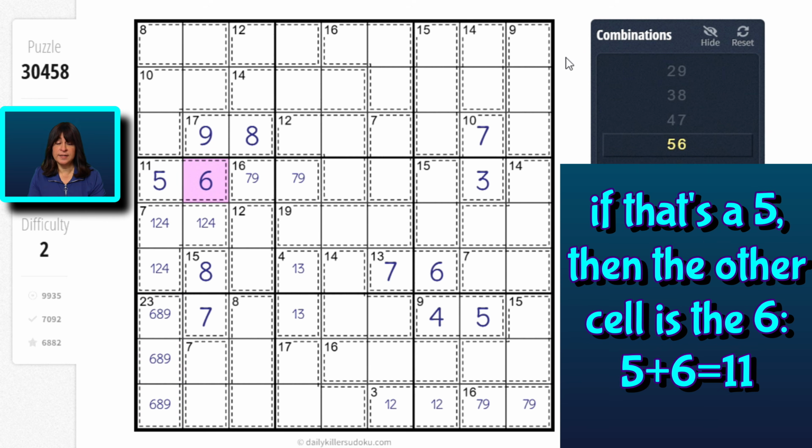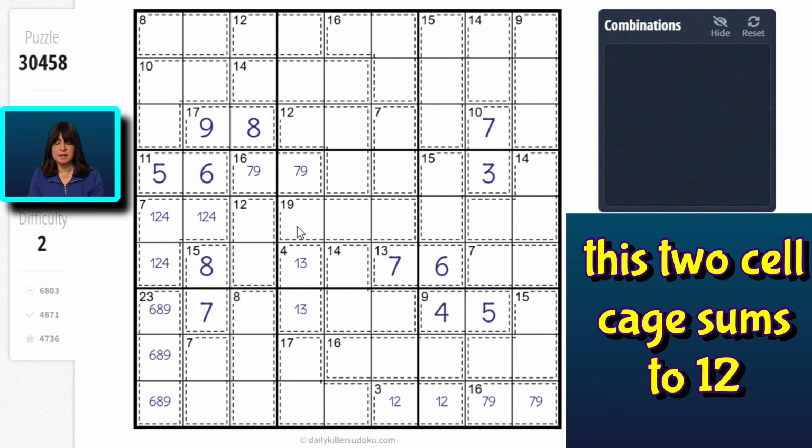Great. Now, in the same block, we have a 2-cell combination summing to 12, and here we can see the possible combinations are 3, 9, 4, 8, or 5, 7. Well, it can't be a 4, 8 since we already have an 8 in the block. And it can't be a 5, 7 since there's already a 5 in the block. So these cells have to be a 3 or a 9.